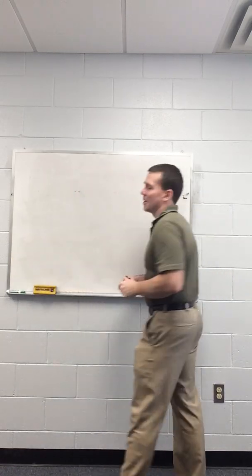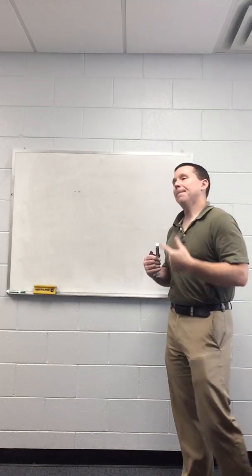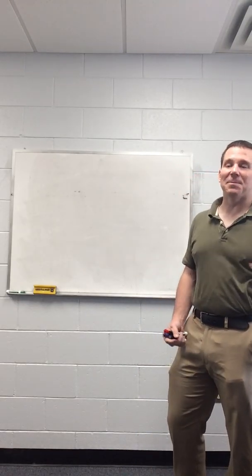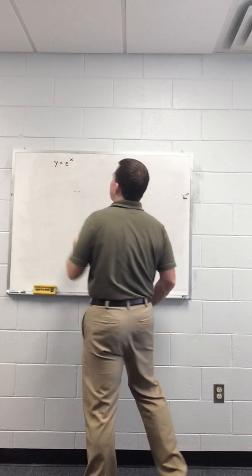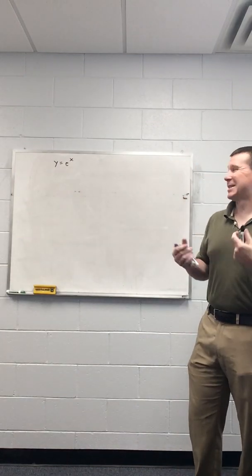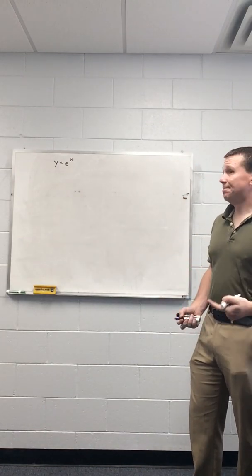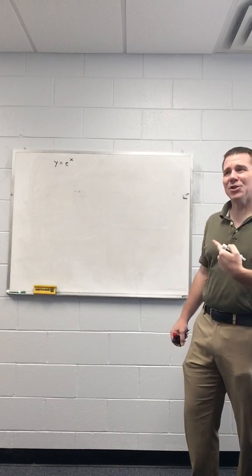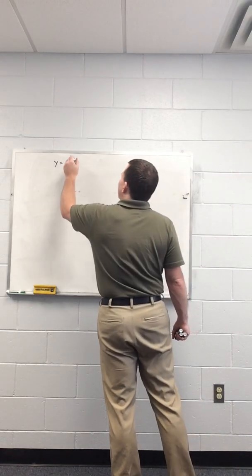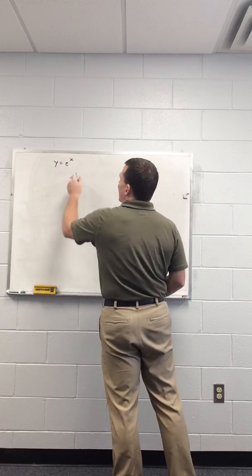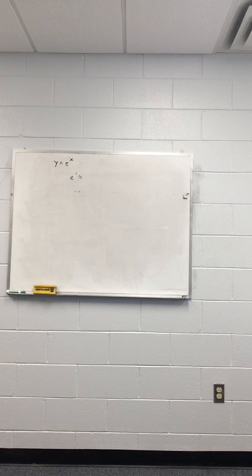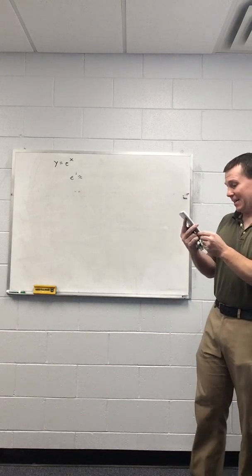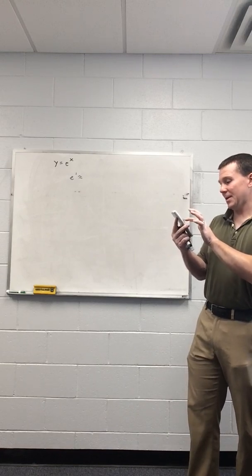I can make my base whatever I want it to be. But as it turns out, there is actually a special exponential. y equals e to the x. It's the number base e. If you're not entirely sure what that is, just look at e to the 1. Throw it into your calculator. Let me get mine. Let's see. Find the e to the x button. There we go. There's the e to the x.